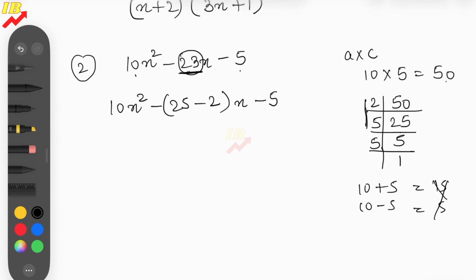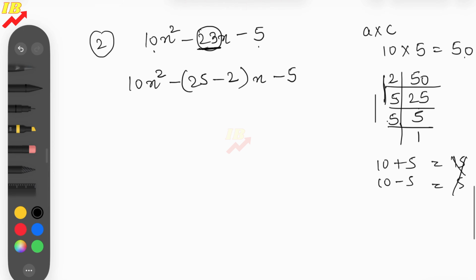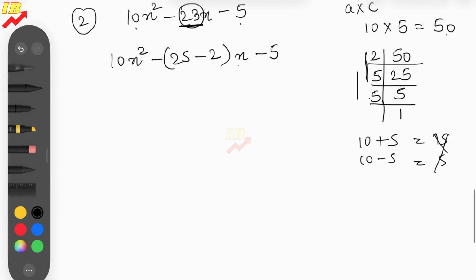So these are not relevant to my answer, right? That means I can take 5 times 5, which is 25, minus 2, which is giving me 23, right? So this is how we do the combination here. Now just multiply it like you did earlier: 10x square. Now there is one more complication lying here, that you see a negative sign lying here, right?